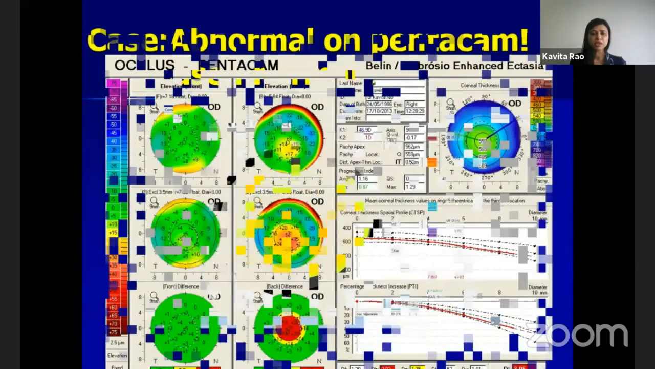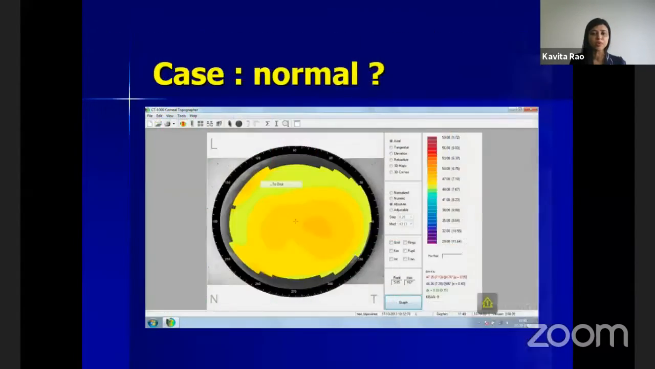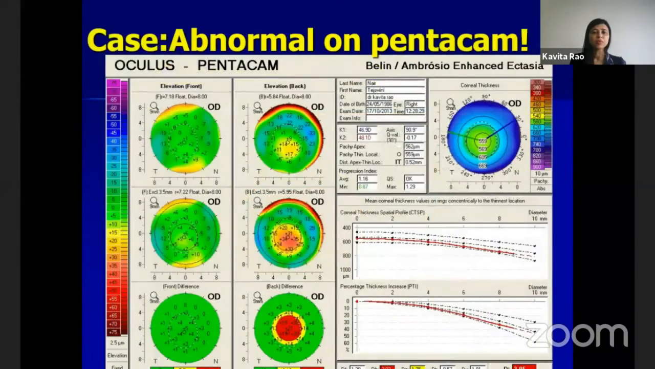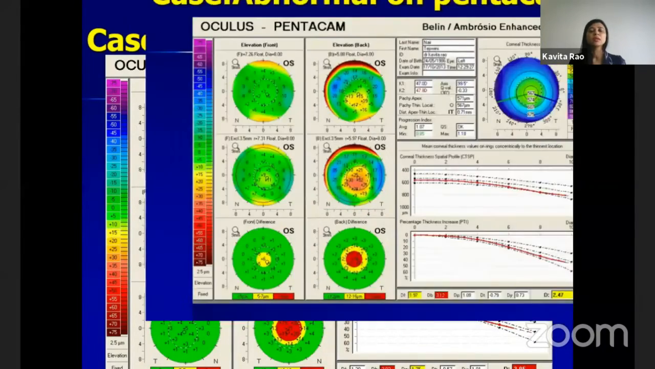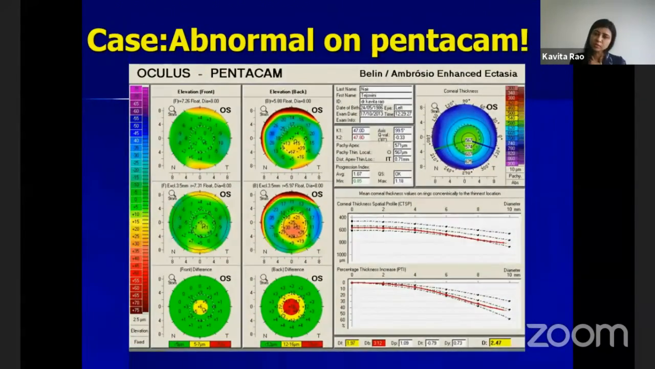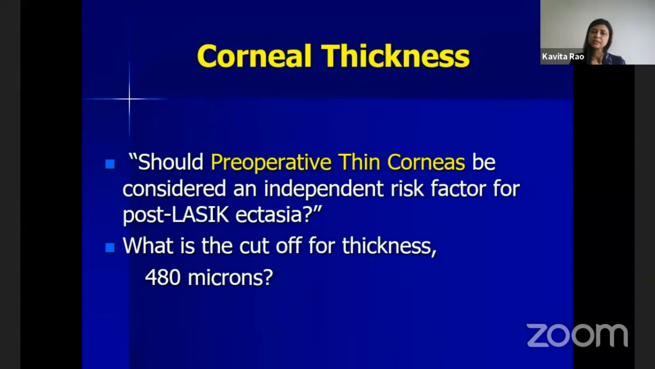Now, again, this is a patient which probably looks normal on topography, but if you see on tomography, it looks subnormal. So the next thing when you're looking at your patient's maps is corneal thickness. Now, what is your cutoff? Say the patient has 450 microns. I remember someone had asked me this question. The patient has 420 microns and 450 microns and just -1 error. So should I go ahead with LASIK?